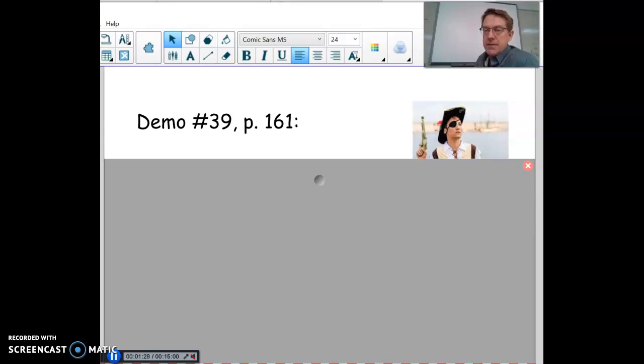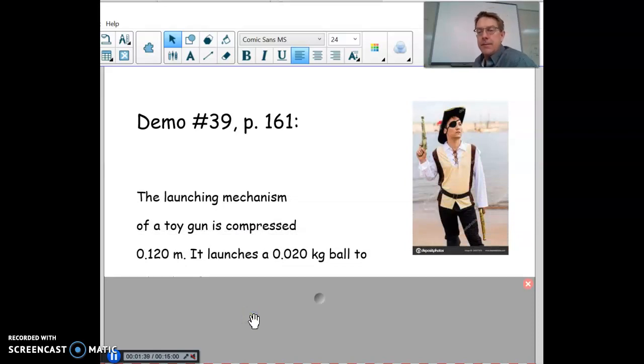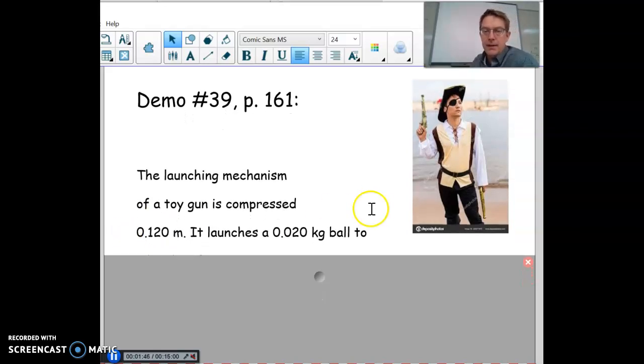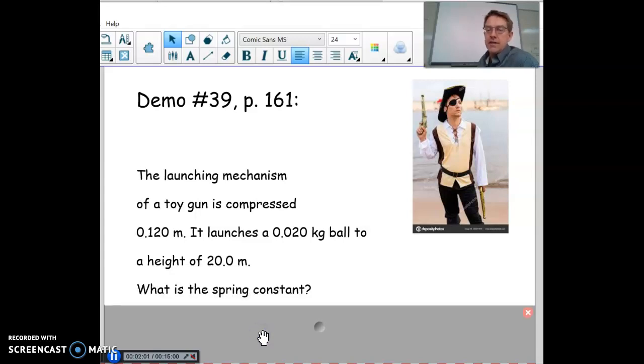So I'm doing a couple demonstration problems out of the book. The first of these is problem number 39 on page 161. The situation depicted there is a gun that is pointed vertically. It's a toy gun. We're not going to bring a weapon into school. The launching mechanism is compressed 0.120 meters, which is 12 centimeters, and it's going to launch a 20-gram ball to a height of 20 meters. The question they pose to us is, what is the spring constant if that is the case?